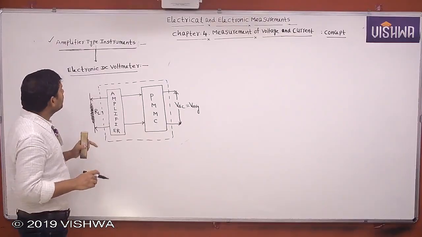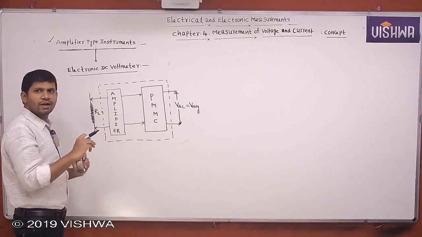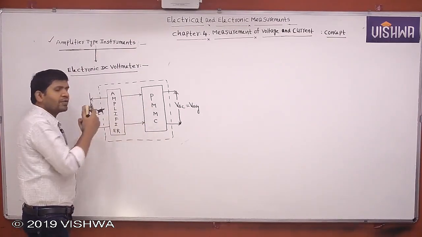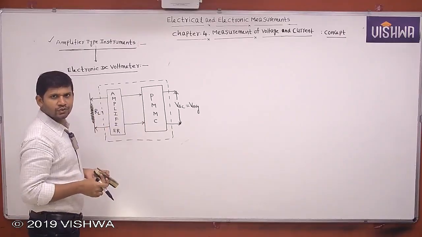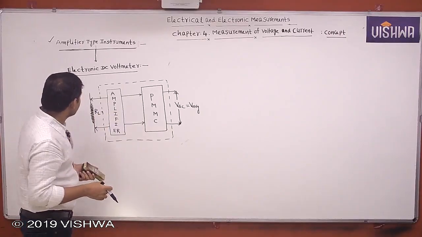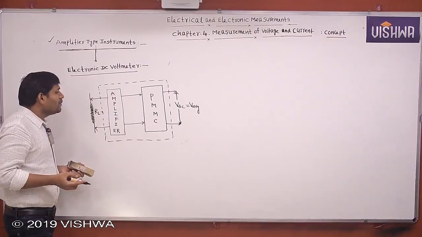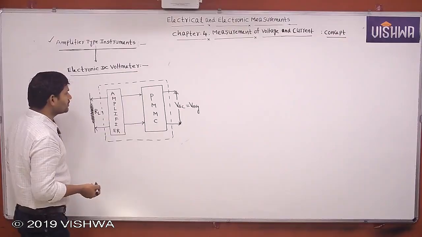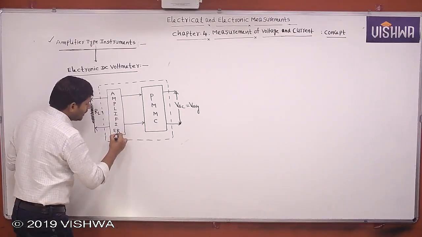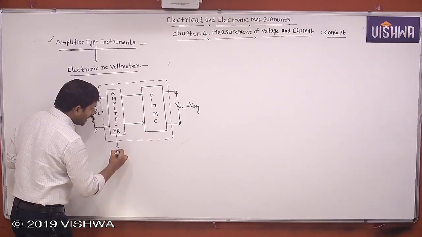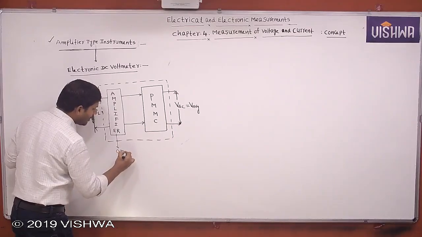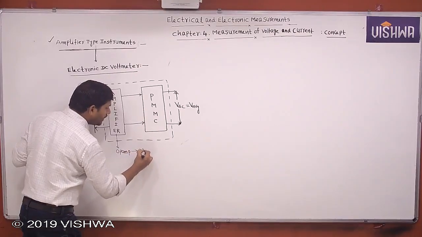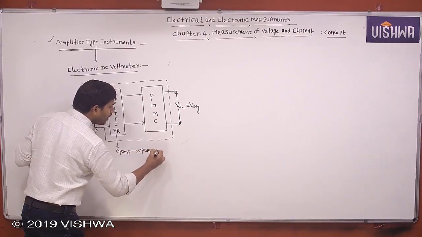Now this combination is used to measure the voltage across high resistive loads. The amplifier will offer high input resistance, this total combination will offer high input resistance, and then the loading effect is reduced. Clear? Now see, based on the type of amplifier we are using, we can design different types of electronic DC voltmeters. We know that an op-amp is used as an amplifier. Then that voltmeter is called an op-amp voltmeter.